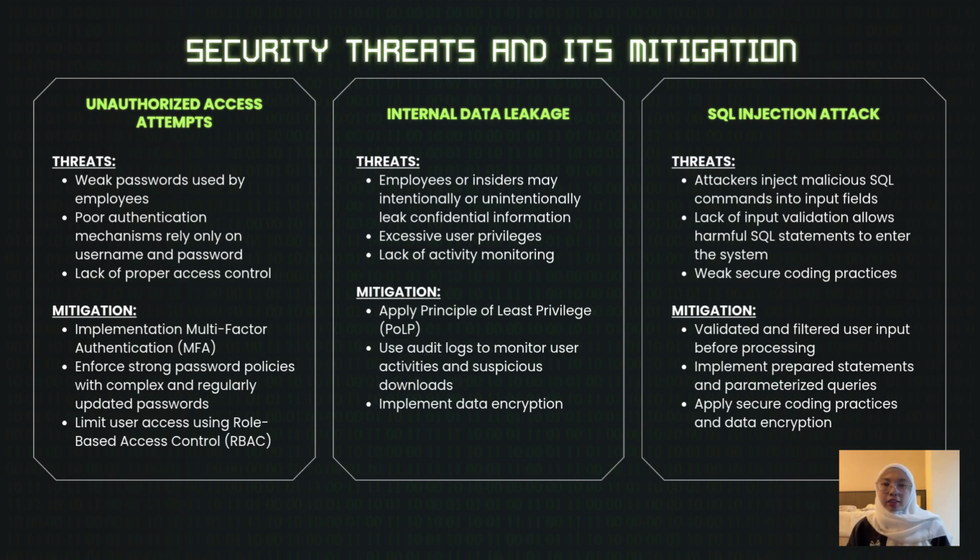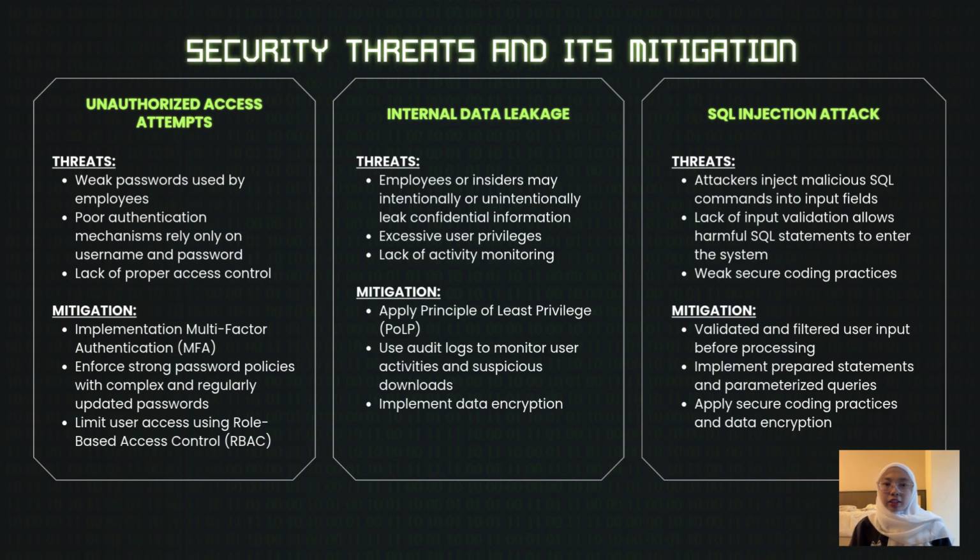Next is threats and their mitigation strategies. In this session, we have identified 3 major security threats faced by Global Touch Solution. The first threat is unauthorized access attempts, which happen when individuals try to access the database without valid authorization. This issue is mainly caused by weak passwords, poor authentication mechanisms, and lack of proper access control. For example, attackers may use brute force attacks to guess the employee password and gain access to sensitive payroll information. To mitigate this issue, the company should implement multi-factor authentication, enforce strong password policies, and also apply role-based access control to limit user access based on their responsibilities.